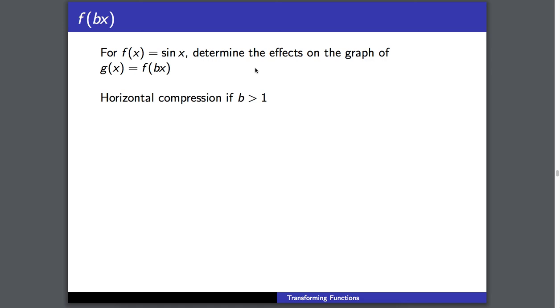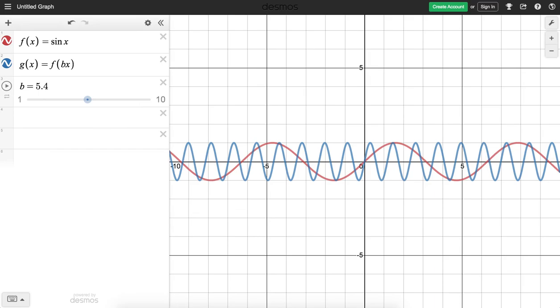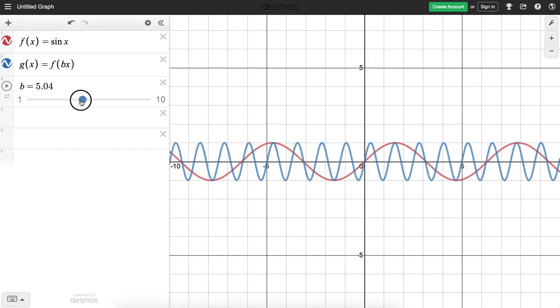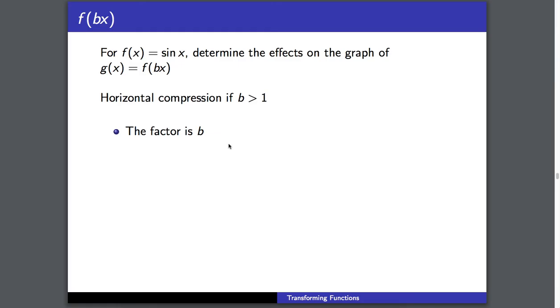If we look at what happens here, the factor is b. In this case, we'll go to a nice neat number, 5. We're 5 times closer to the y-axis than we used to be. So the bigger the value of b, the more of a factor we have. It's a horizontal compression by that value of b. The x-coordinates, again, are now b times closer to the y-axis.